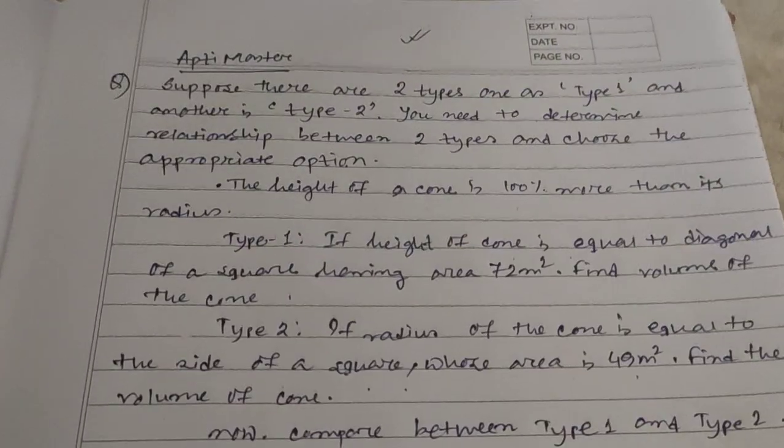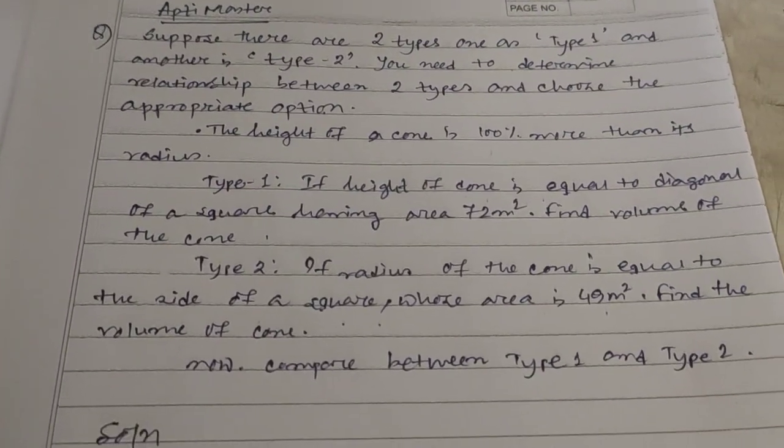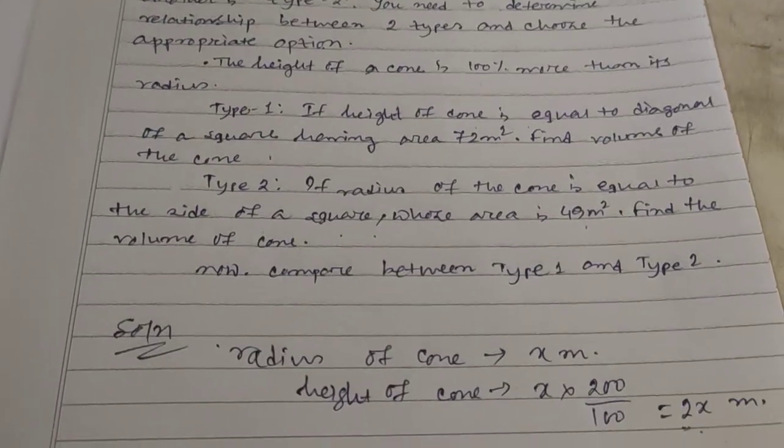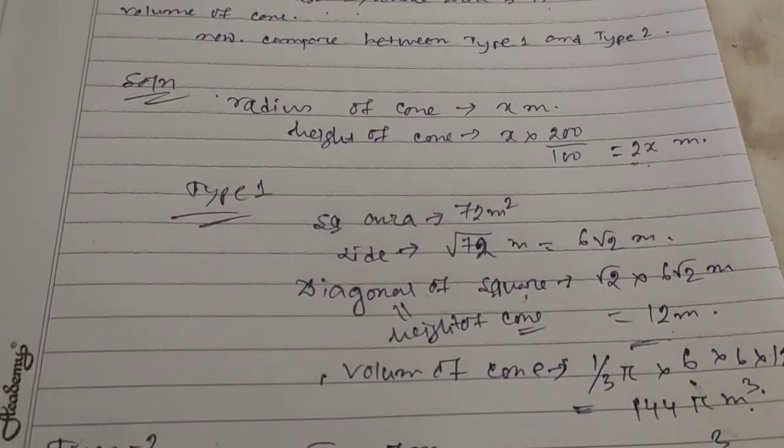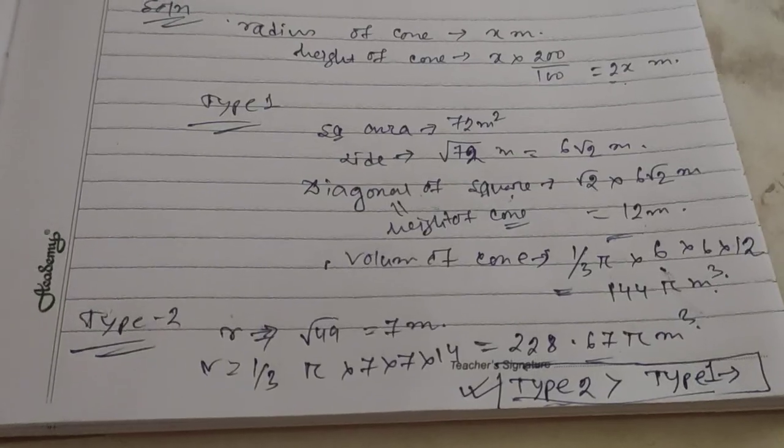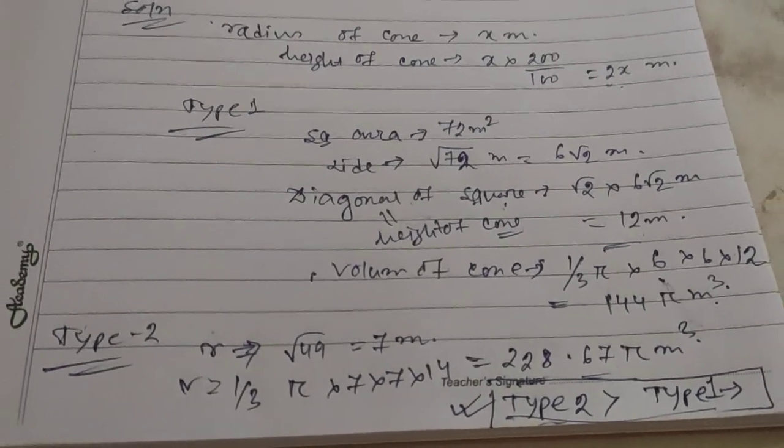So that's the thing. Again I am showing you the whole thing. Here is the question, and through this I have calculated the type 1 and type 2 volumes of the two cones.